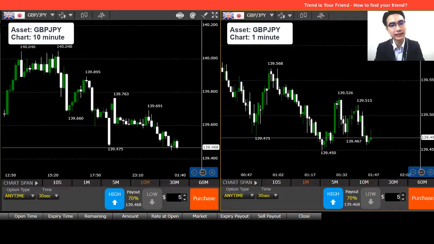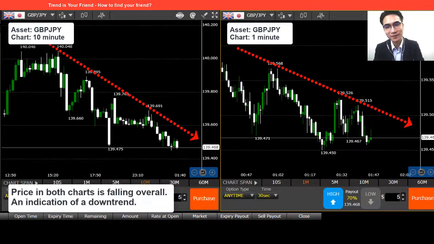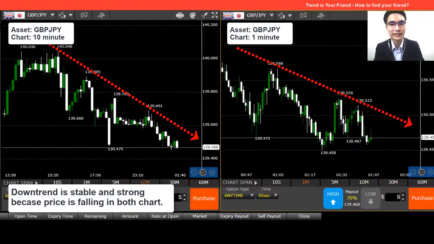So what we notice is that both of the charts are heading downward, and the price is falling overall, and then we can identify that this market is in a downtrend. So during a downtrend, the price is falling overall, and we can identify that the downtrend is strong and stable because we could identify a downward movement on both the 10 minutes chart and 1 minute chart.